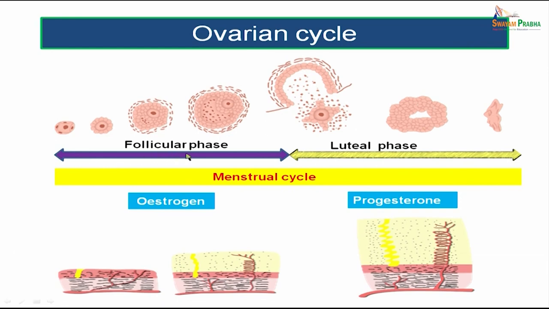The ovarian cycle is divided into two phases. The first phase we call the follicular phase, and the second phase we call the luteal phase. Follicular phase means the formation of the follicles, and luteal phase has to do with the formation of corpus luteum. In the follicular phase, the follicular cells liberate estrogen, and in the luteal phase, the corpus luteum forms progesterone. These hormones are responsible for the changes occurring in the endometrium, and ultimately this results in the menstrual cycle.